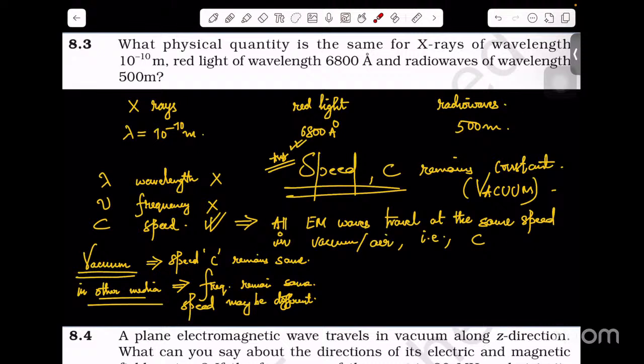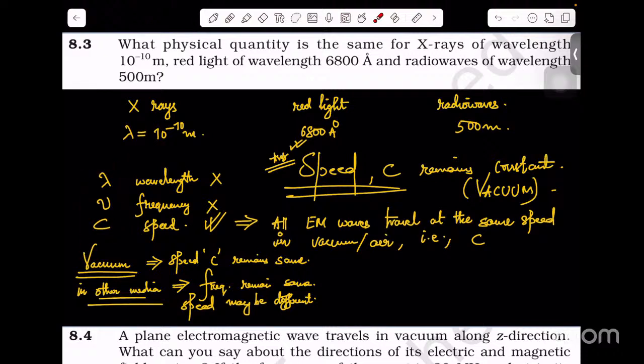Okay guys, really sorry for the interruption. Actually, from 8.3 onwards, the audio wasn't available, so I'll quickly explain 8.3 and 8.4 again. In 8.3, the question says what physical quantity is the same for X-rays, red light, and radio waves of given wavelengths. We have these three given to us, and for any electromagnetic wave, we describe lambda, nu, and c.